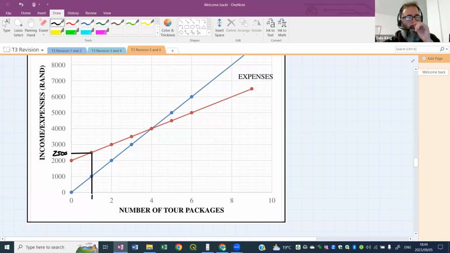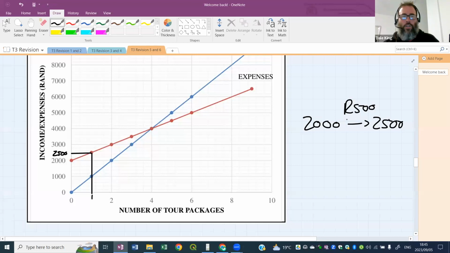So how to get the 500 is, if we make 0 packages, we have 2,000 rands worth of expenses. If we sell 1 package, we have 2,500 rands worth of expenses. And we know that 2,000 Rand is fixed. That doesn't change. It's the other value that changes. So from 2,000 going up to 2,500, it's a difference of 500 Rand. So once one package is sold, the expense for that one package will be 500, the variable expense. That's where the 500 comes from.